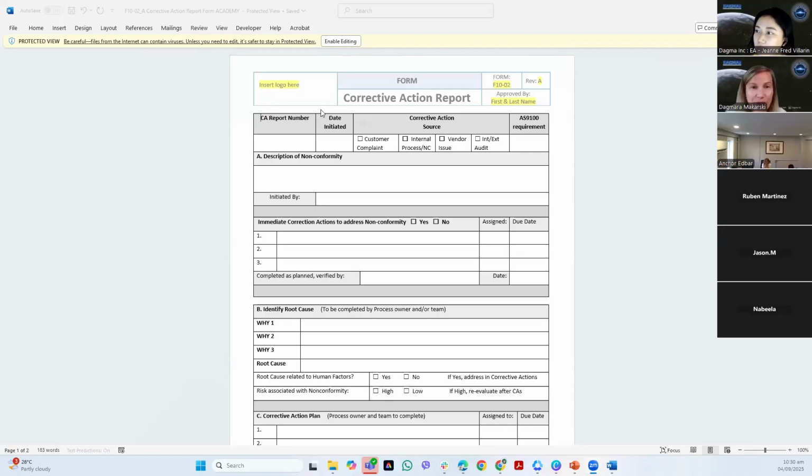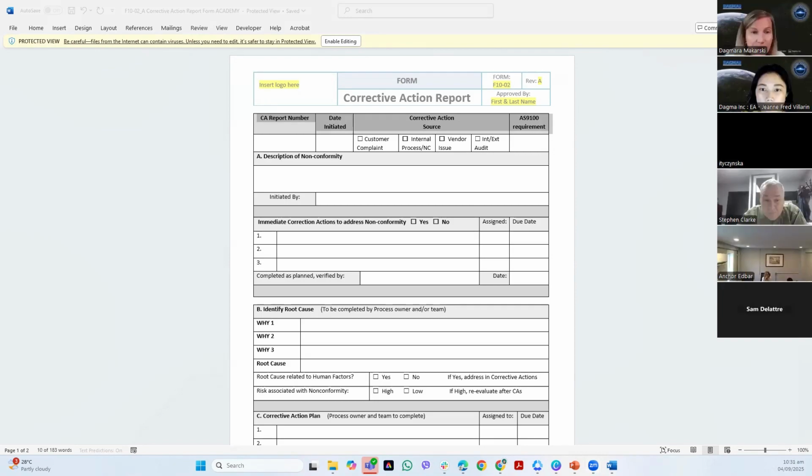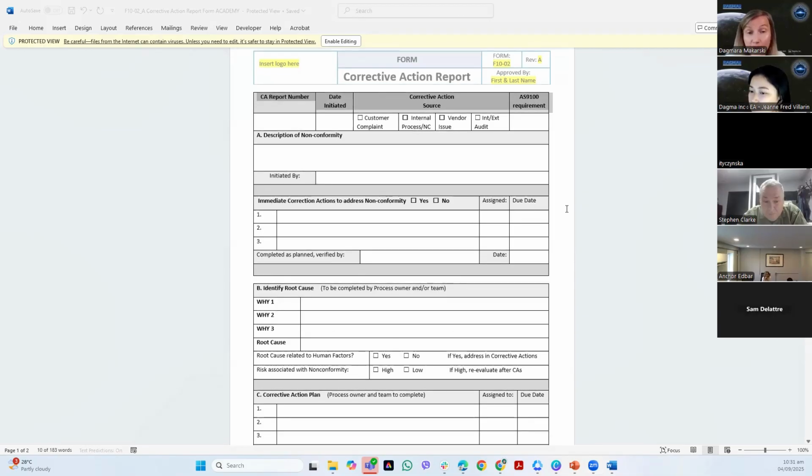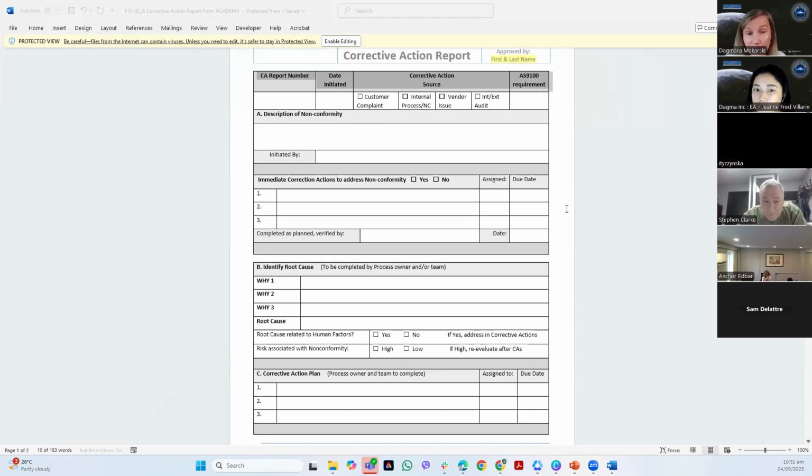You have the description of the nonconformity at the top with the corrective action source, and who it's initiated by. You have your immediate containment, if it's needed. Sometimes the immediate containment just cannot be done because the issue has already occurred in the past. Identifying the root cause, that's section B. So here is for the whys, for the root causes, and here I identify whether it is related to human factors, and if there is a risk, so high or low risk. There's the corrective action space below for the corrective actions, who they're assigned to, and the due date, as a best practice, so you can track this and follow up.